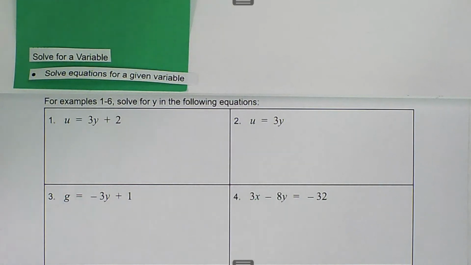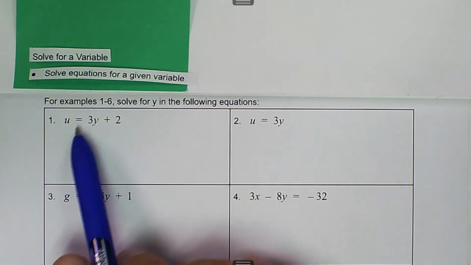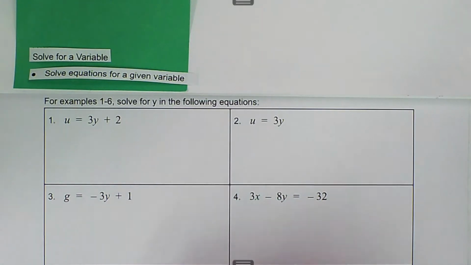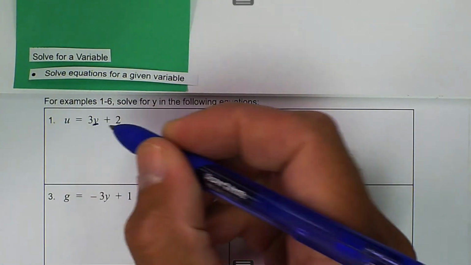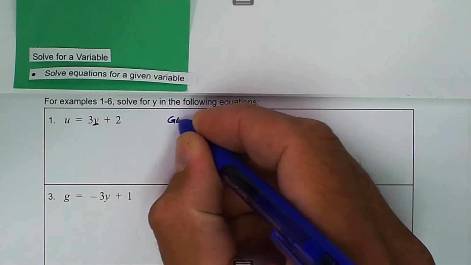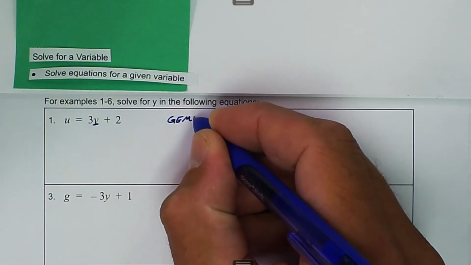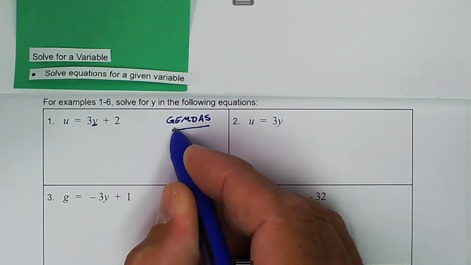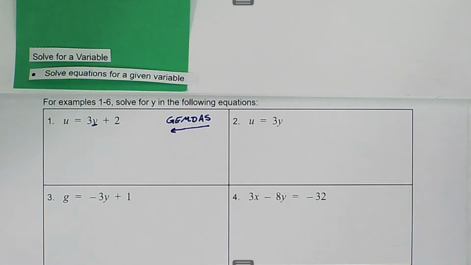We're talking about how to solve for a variable, and we want to solve equations for a given variable. In this case, we want to solve for the y variable, so we want to get the y variable alone by itself. We're still going to use GEMDAS, just like we have before, and we always want to start with subtraction when we're solving and work our way back to groups.